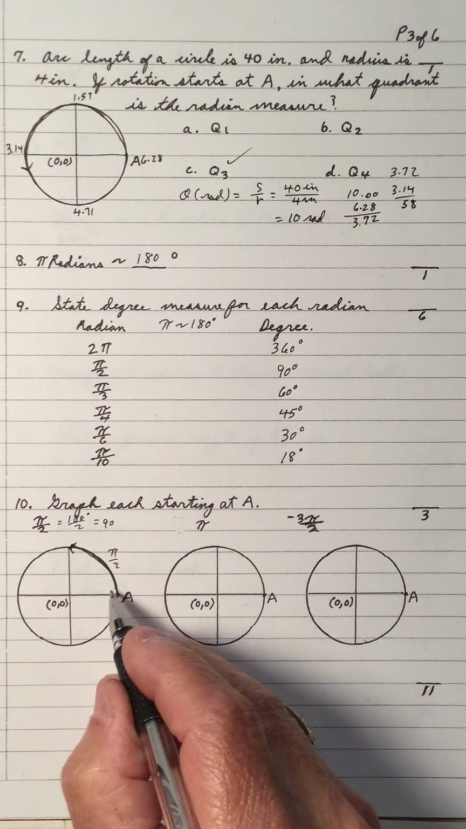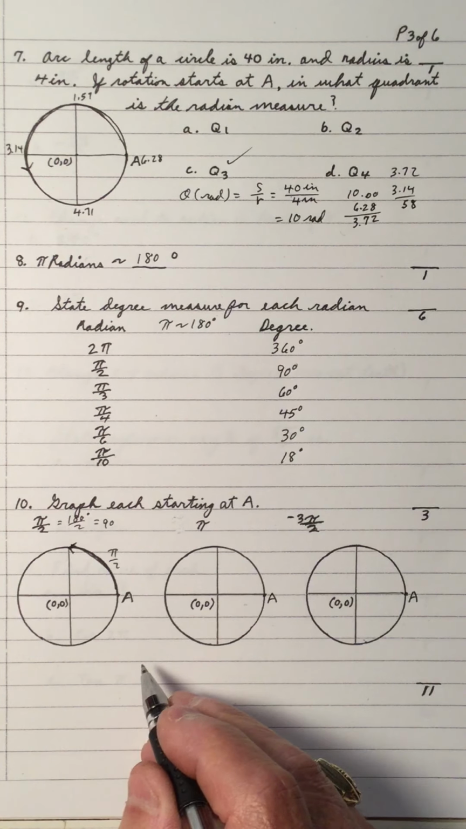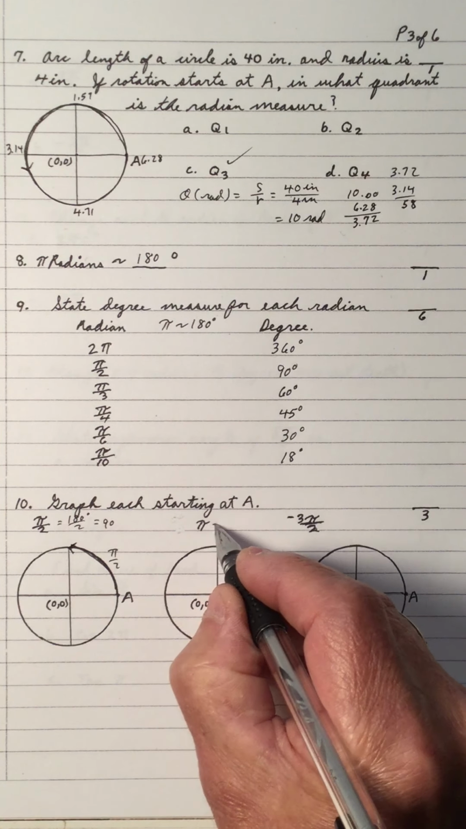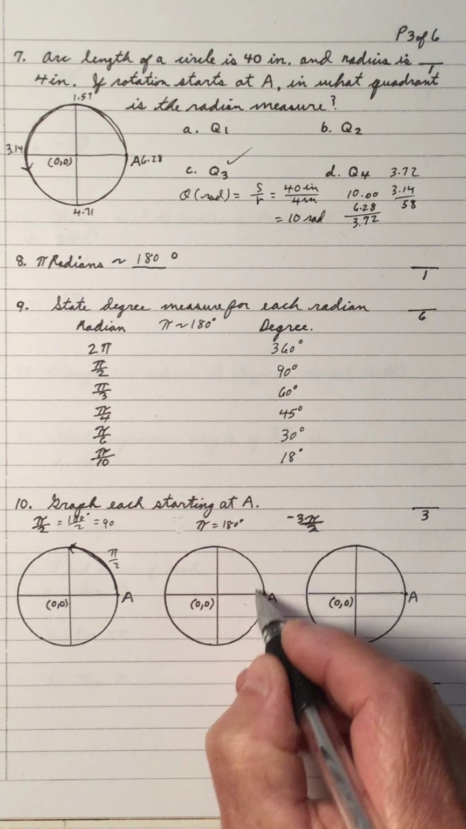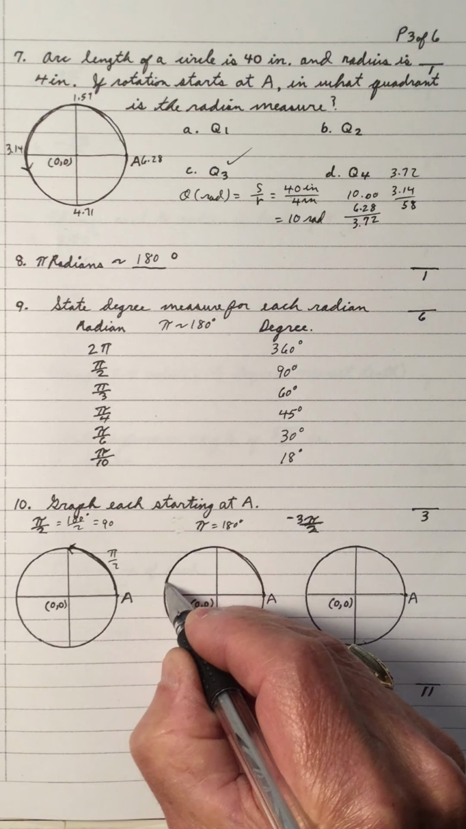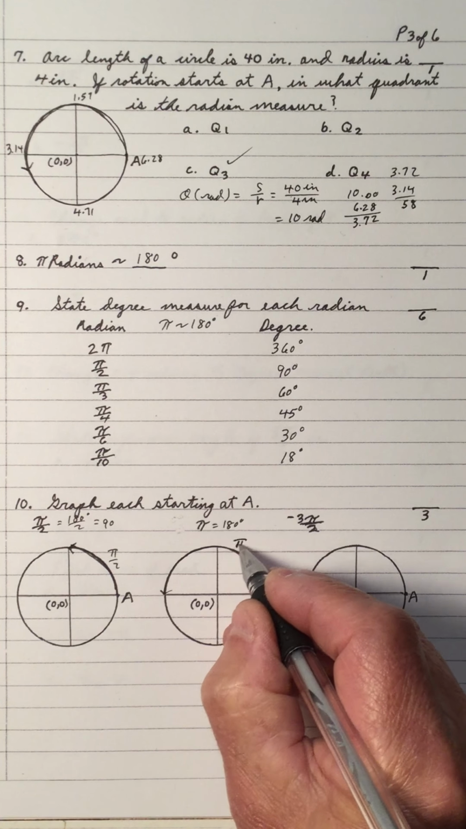Or you could say this is pi, and this is a half pi, so it goes as far as here. Pi is equated with 180 degrees, so I rotate 180 degrees like that, right to there. So that's pi radians.